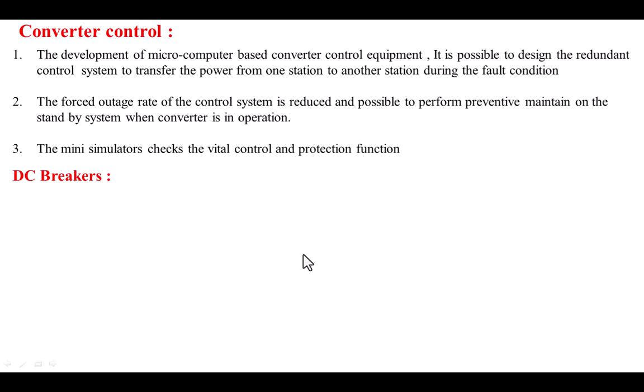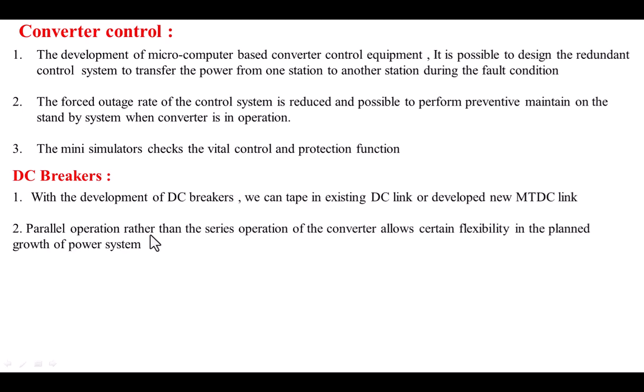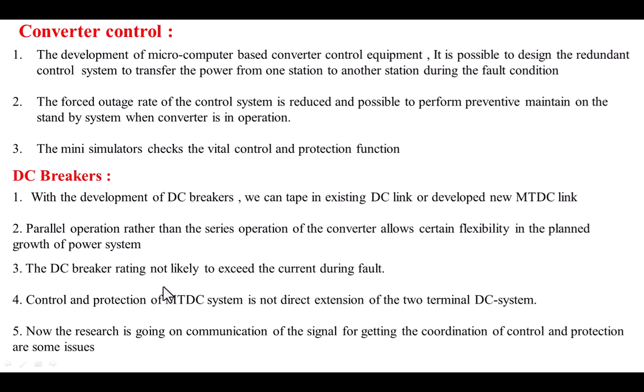DC breakers. There is development in DC breakers nowadays. Because of this, you can tap the power from the DC link so that you can develop a multi-terminal DC link. Suppose you want to operate two converters in parallel, then again you have to go for DC breakers rather than operating the converters in series. The parallel operation of converters is more reliable and also flexible for the planned growth of the power system. The DC breaker rating is not more than the fault current during the fault.